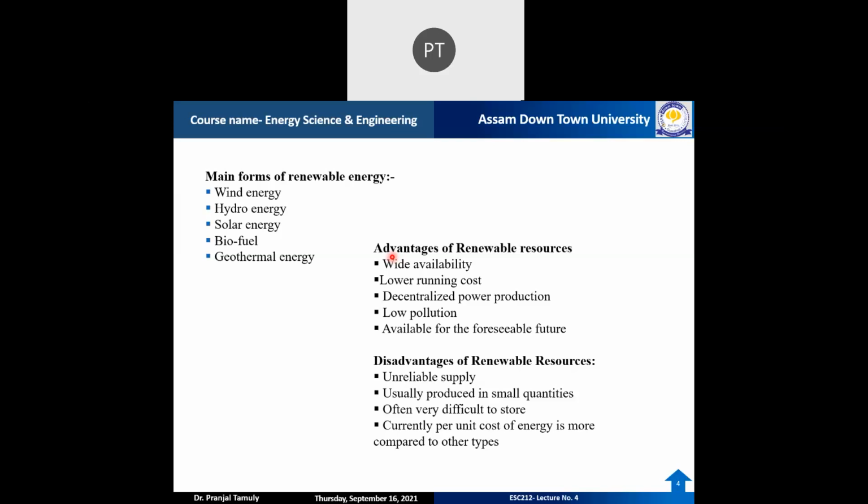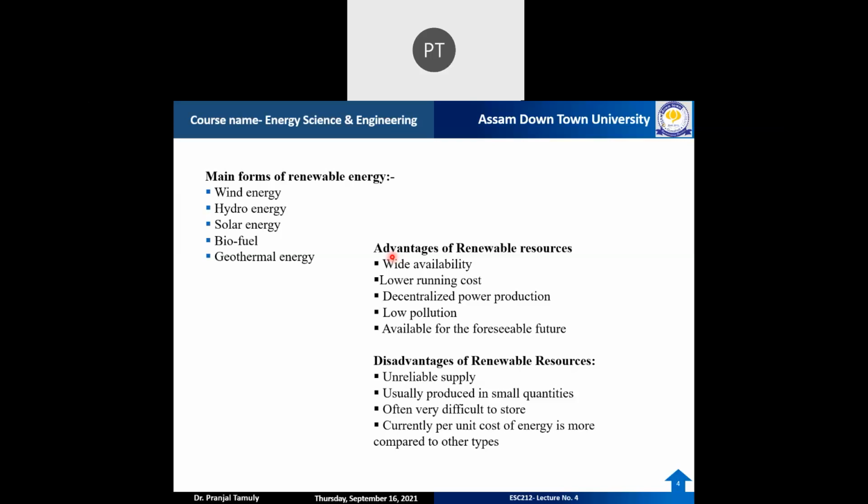Also, low pollution. Most renewable energy does not have any byproduct or source of pollution. Also, these renewable sources are available for the foreseeable future. These sources of renewable energy are non-exhaustible, so they will be available in the future too. We cannot deplete them. Another problem with fossil fuels is that they will last only a few more years. So we have to move from non-renewable sources of energy to renewable sources of energy.